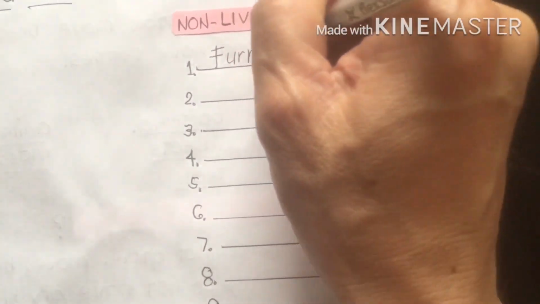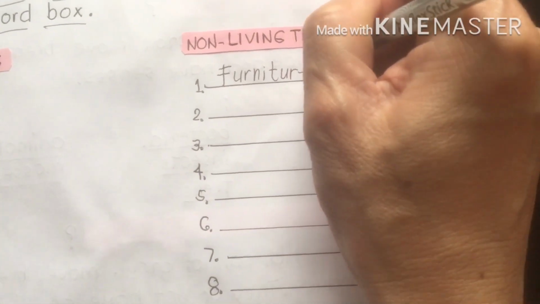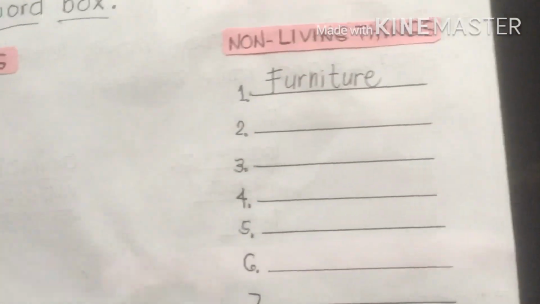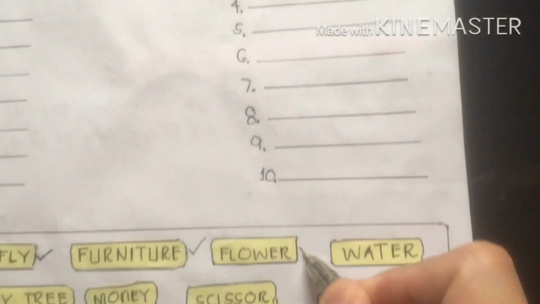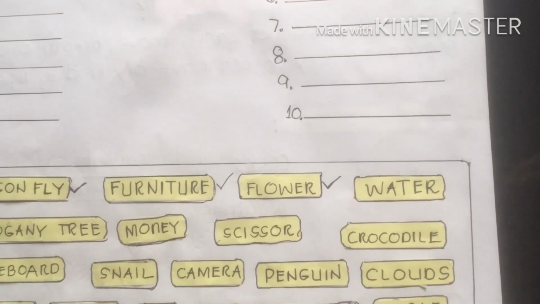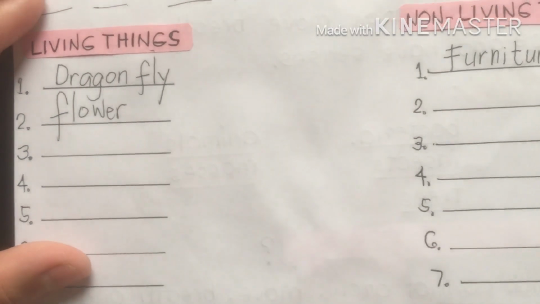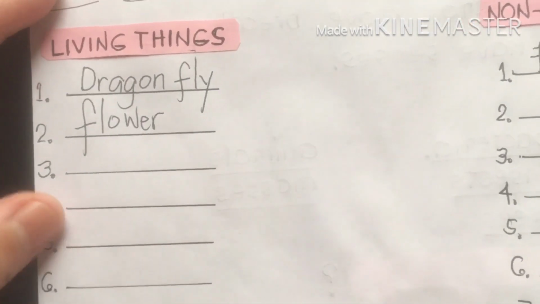Why? Because furniture, class, has no life. It can't move. So this is a thing. They belong to non-living things. There's no life. Next, flower. Okay, here we go. Flower belongs to living things. That's why they grow.